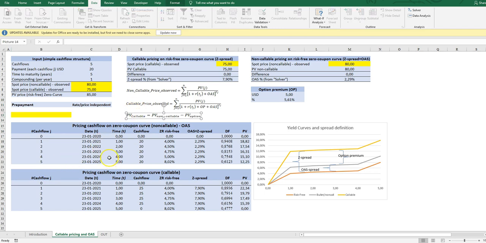This formula here is very popular normally for understanding callability. We say that the present value of the callable bond is equal to the non-callable minus the option, and that's exactly what we have here. So the callable bond, which is 75, is equal. Oh, sorry. The callable bond 80. 75 is equal to the non-callable bond minus the option. So 75.